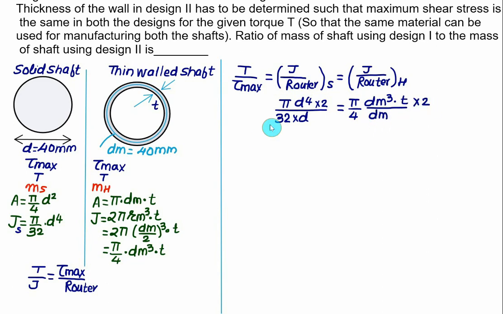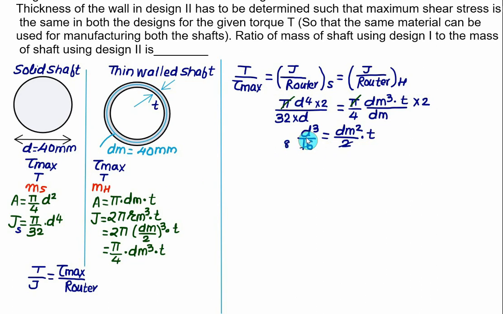In this case, pi will first get cancelled on both sides. So 1 by, we will write here, d to the power 4 divided by d, that will be equal to d cube. 32 divided by 2 is equal to 16. On the right hand side, we have 4 and this one is 2, so 2 will come in the denominator, and we have dm square divided by 2 multiplied by thickness t. So 2 and 16, 8 will be left, and from this we can calculate the value of t.